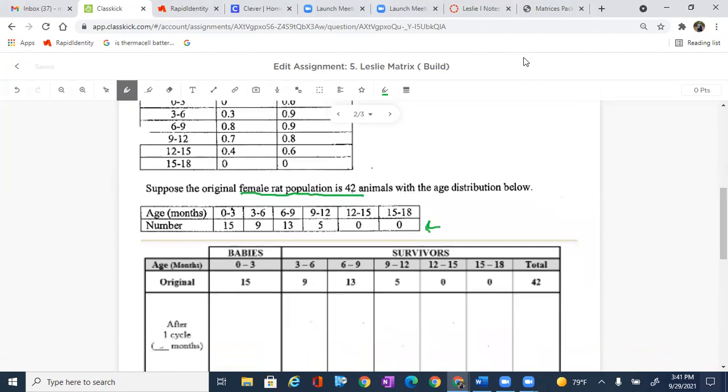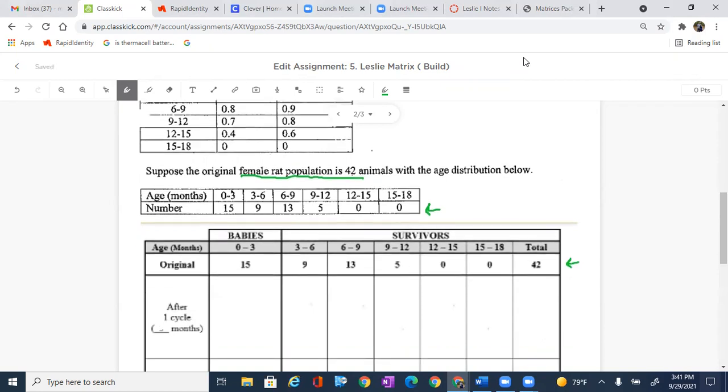Right now, we have the population of each female rat within each of the intervals of time. So there's 15 that are 0 to 3, 9 that are 3 to 6 months, 13 that are 6 to 9 months, and 5 that are 9 to 12 months. And you can see that all listed right here.